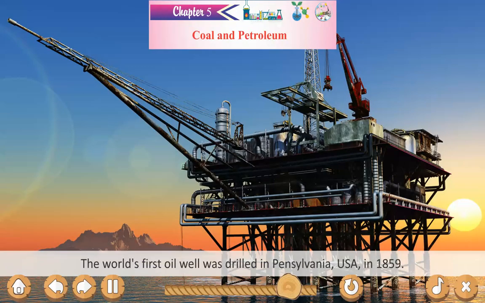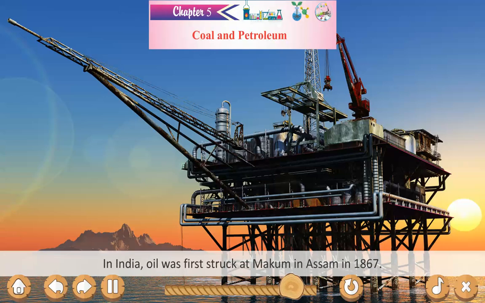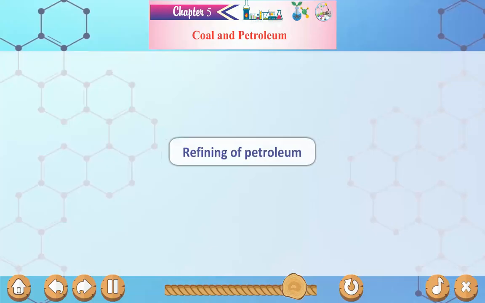The world's first oil well was drilled in Pennsylvania, USA in 1859. In India, oil was first struck at Makum in Assam in 1867. Oil wells in India are found at Assam, Gujarat, Mumbai High and in the river basins of Godavari and Krishna.